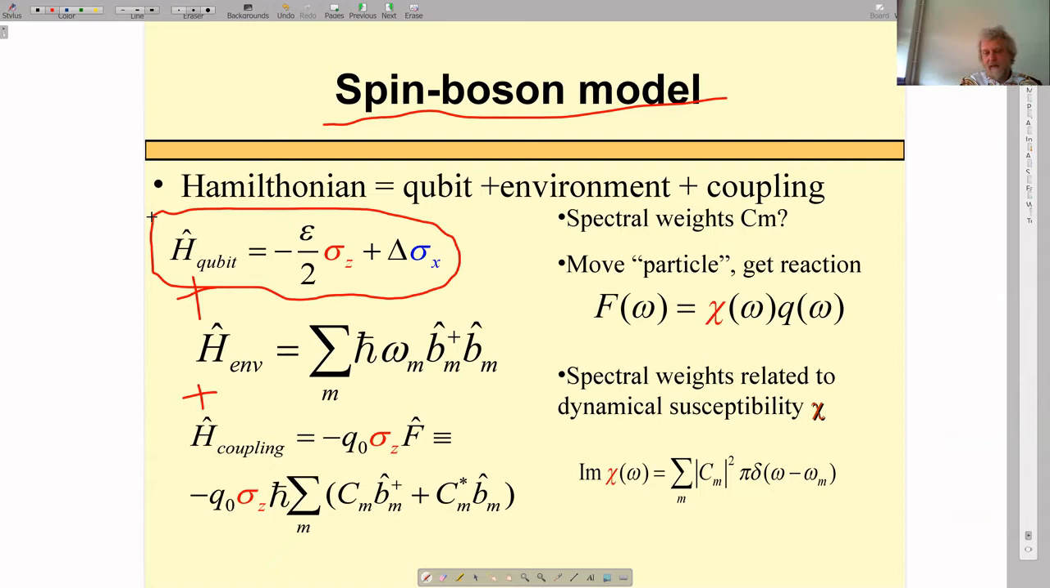All right, we need to provide friction, we need to provide dissipation to this, and we require a bus. We require a bosonic bus. It's so much more convenient. It is the standard Hamiltonian of non-interacting bosons. So there are many modes, and they form a continuous spectrum of corresponding eigenfrequencies. Next to it, we need a coupling. We need a friction force.